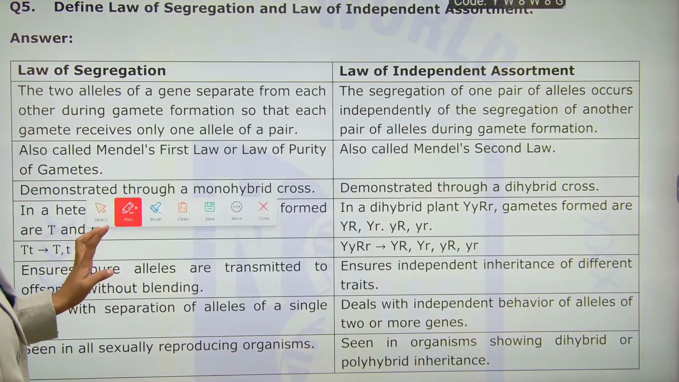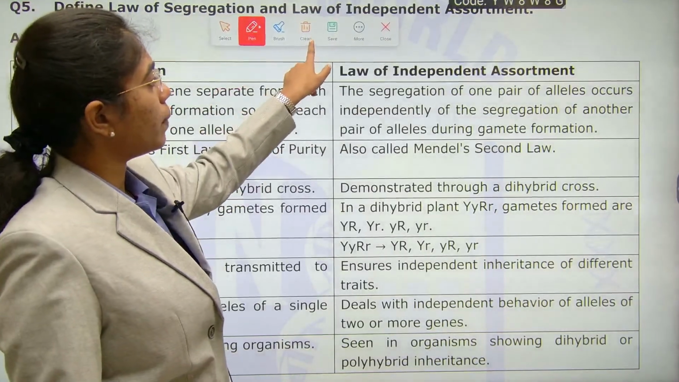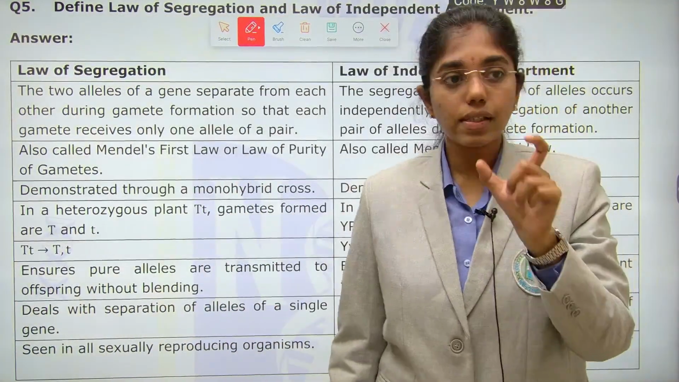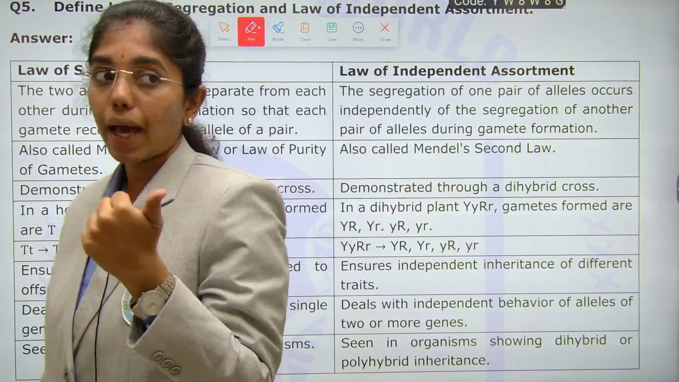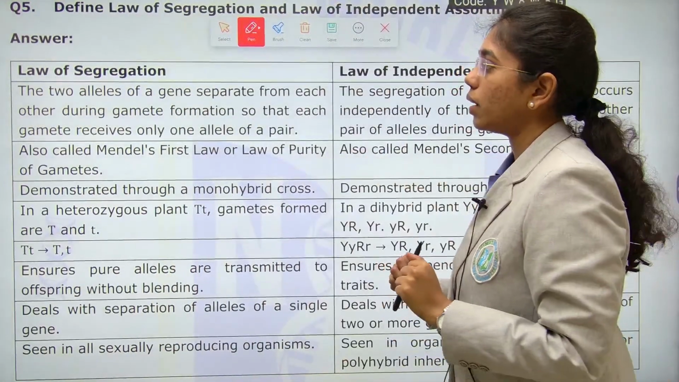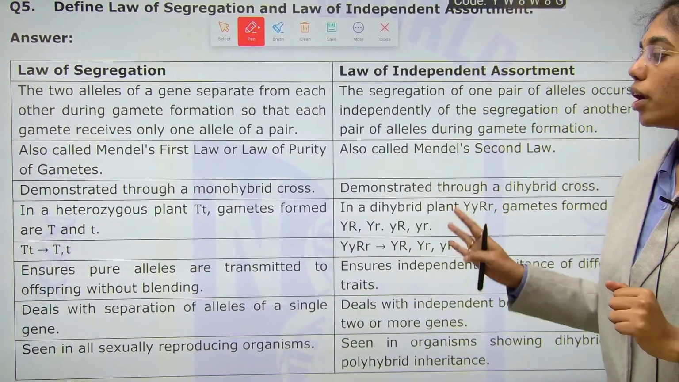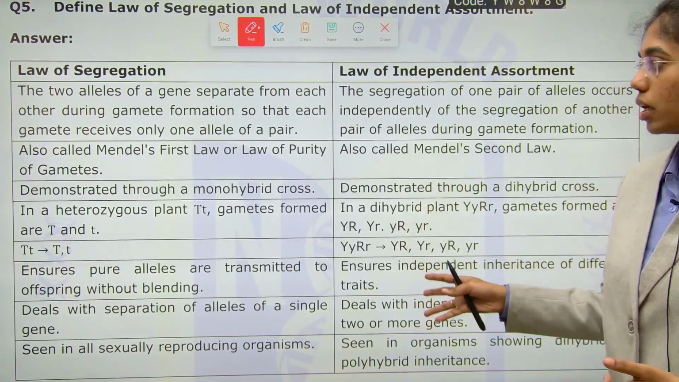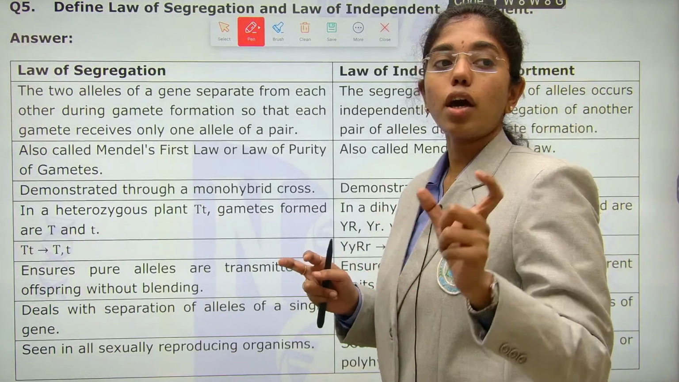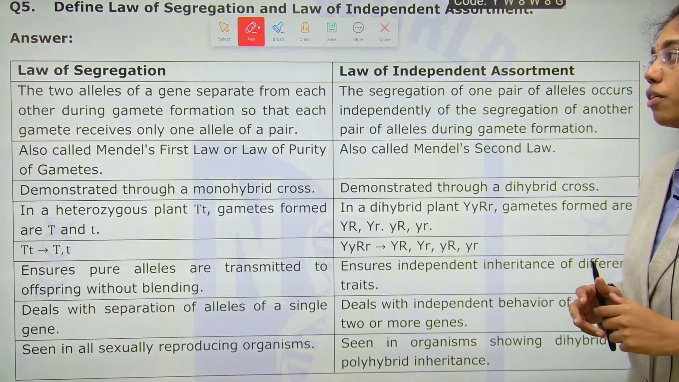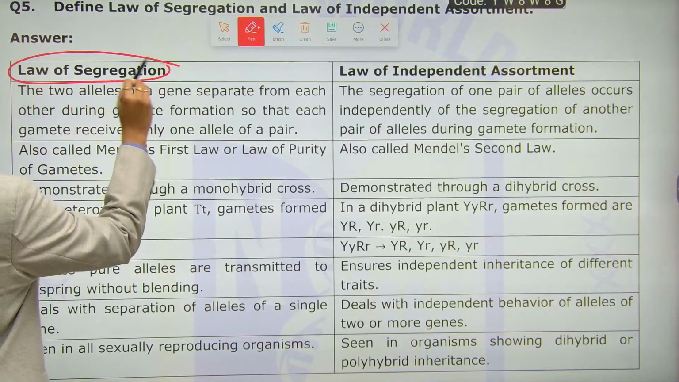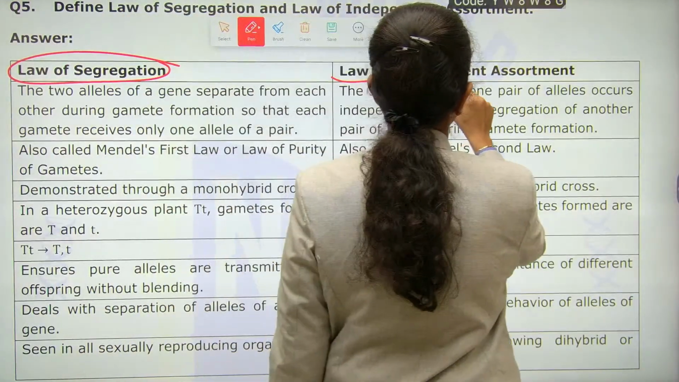Fine, right? So here, define law of segregation and law of independent assortment. Whenever questions are asked like either a comparative analysis or the differences between two concepts, then you have to be clear with the table. Make sure you are providing a tabulated form of answer whenever you are delivering a comparative analysis or differences between two concepts. First is law of segregation, second is law of independent assortment.